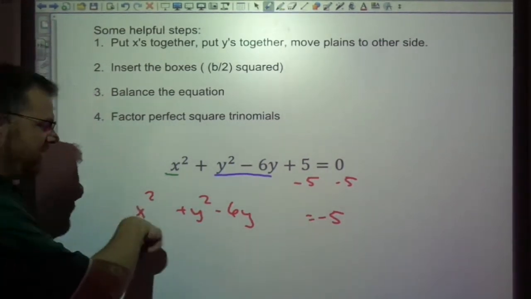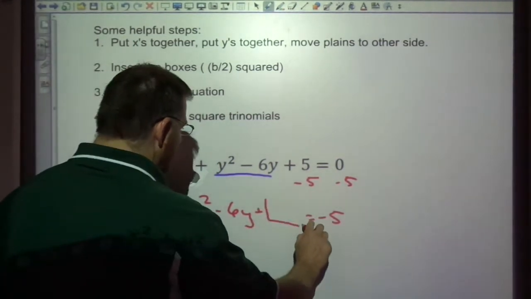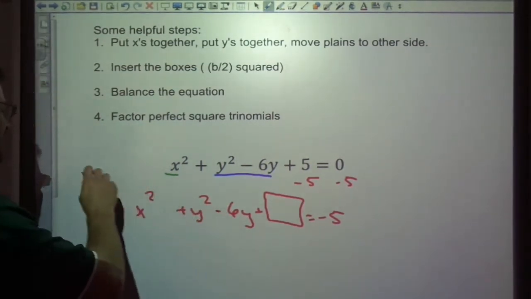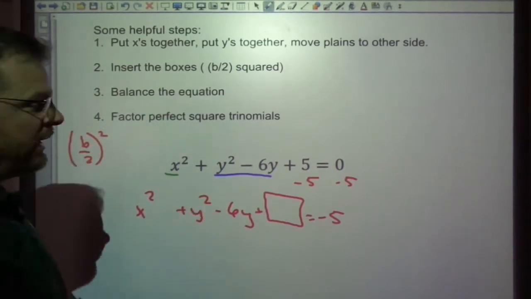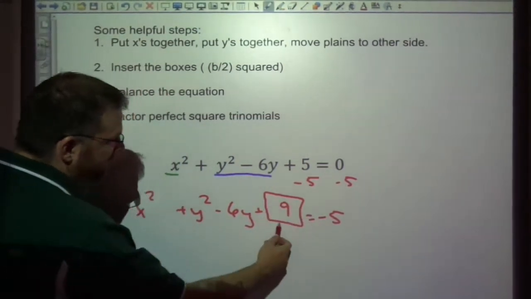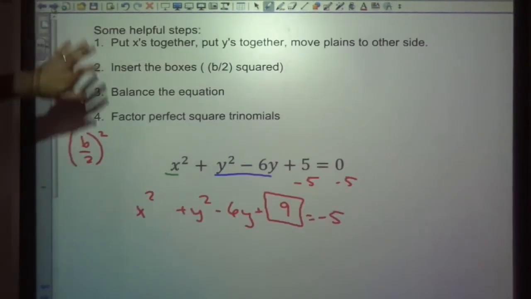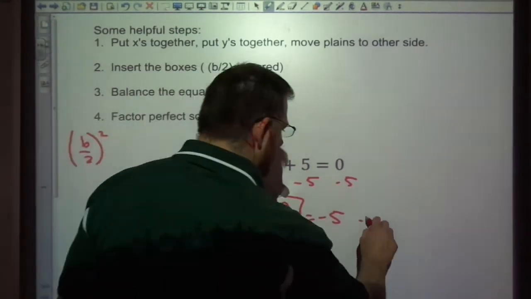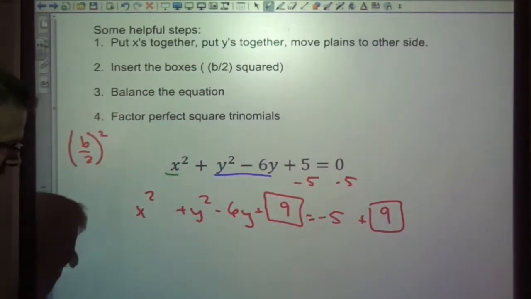I'm looking at the x's. The x's don't need anything because it's fine. But this one needs a box. So what goes in the box is half of this, b over 2, squared. Half of this number squared. Half of that is negative 3. Negative 3 squared is 9. So now that creates a perfect square trinomial for me, just like we had here. These are perfect square trinomials. Step 3, balance the equation. If I add 9 to that side, I have to add 9 to this side. Now I'll factor the perfect square trinomial.